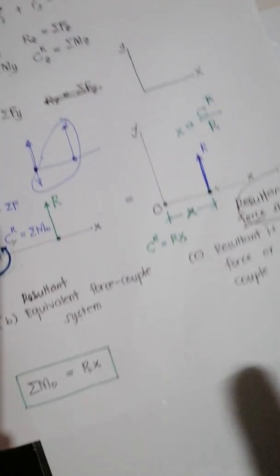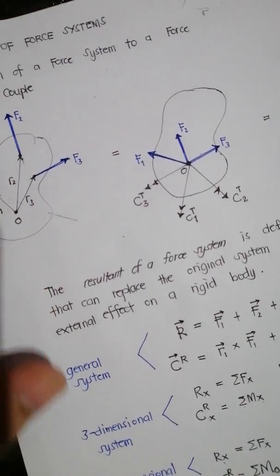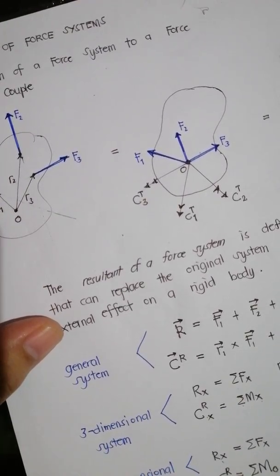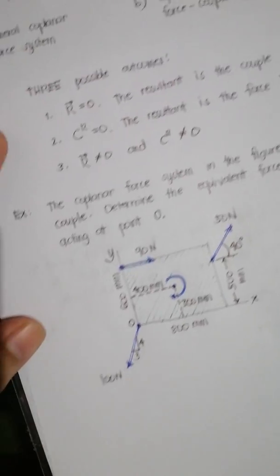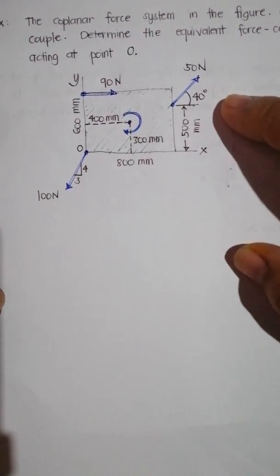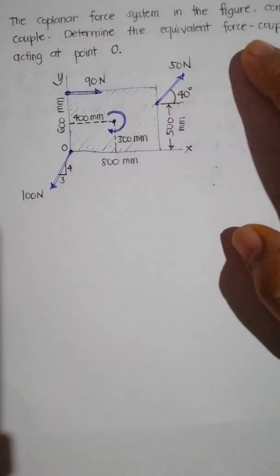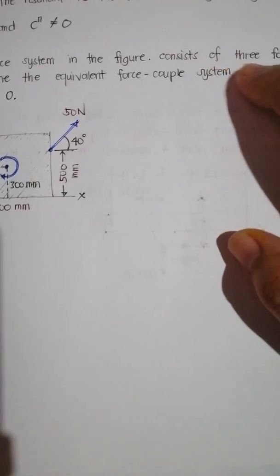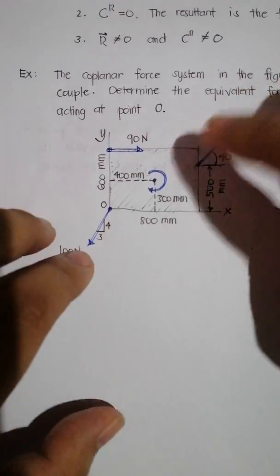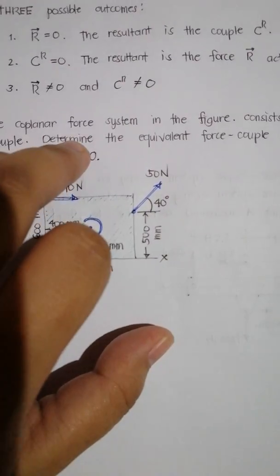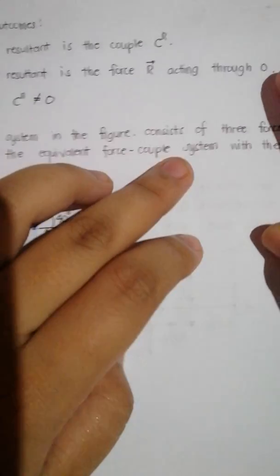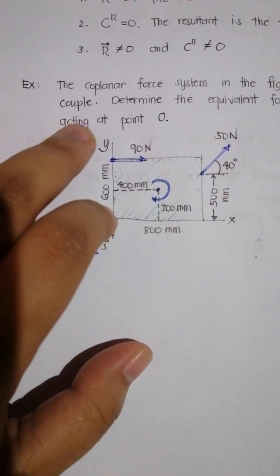Okay, so to illustrate the principle further, let's have examples. We'll start with this example. So we have here a coplanar force system in the figure consisting of 3 forces and 1 couple. So, meron tayong tatlong force, ito, tsaka ito, and then 1 couple vector. Determine the equivalent force couple system with the force acting at point O.